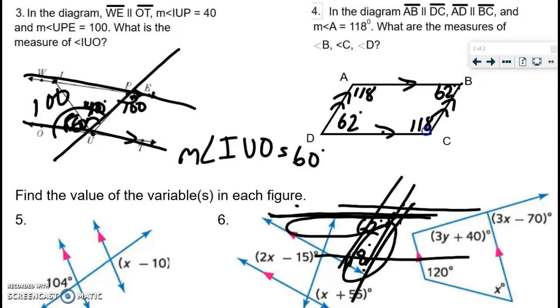So the measure of angle B is going to be 62. The measure of angle C is going to be 118. And D is also 62.